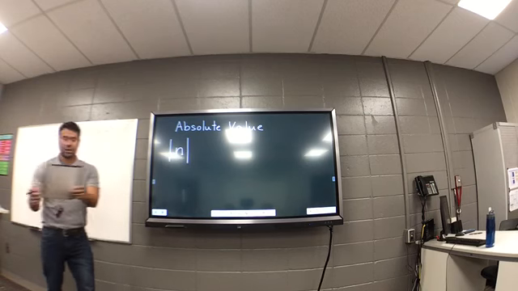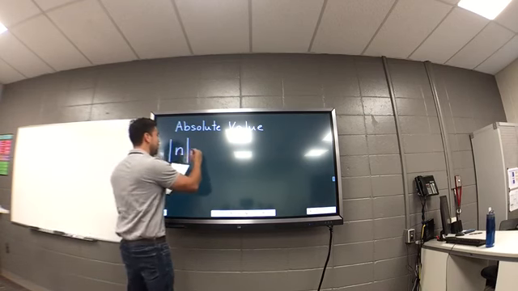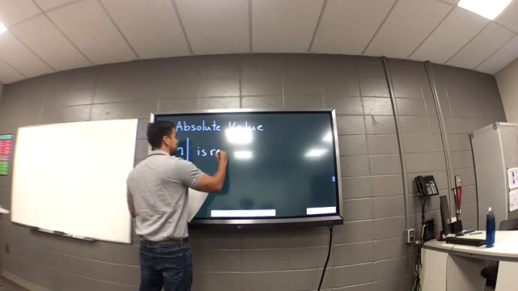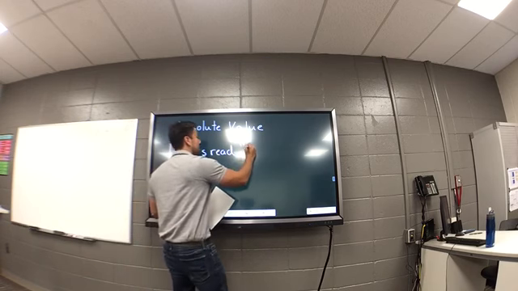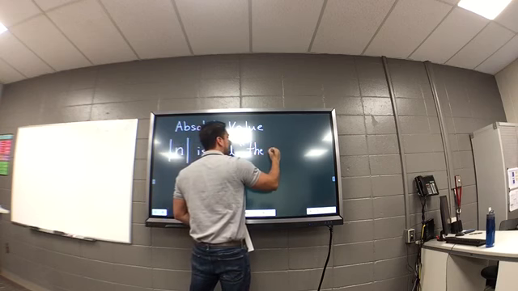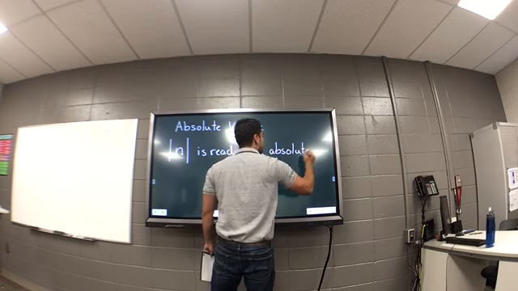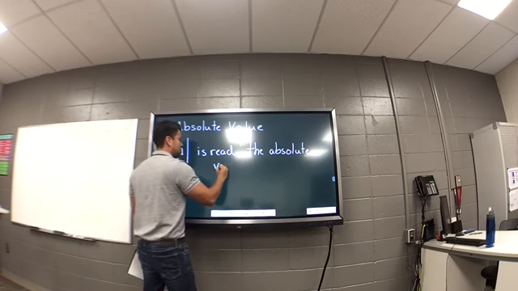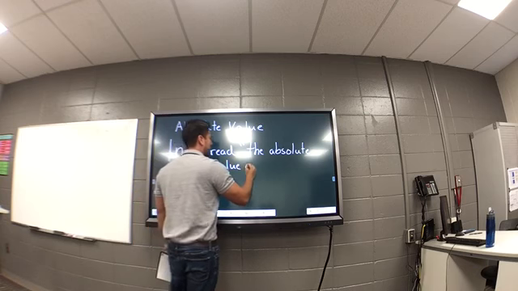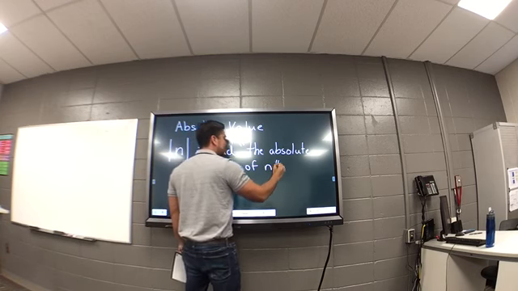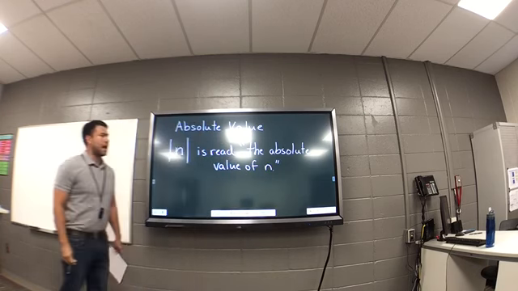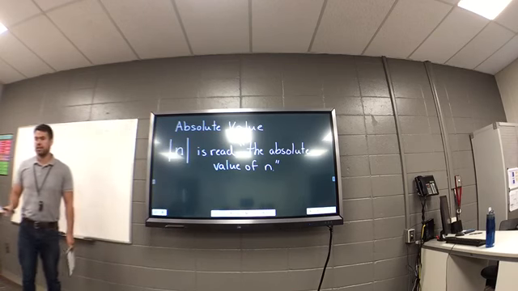All right, this is how you read it. So this right here is red, and I'm writing this for your benefit: the absolute value of n. That's how you read it. The absolute value of n.